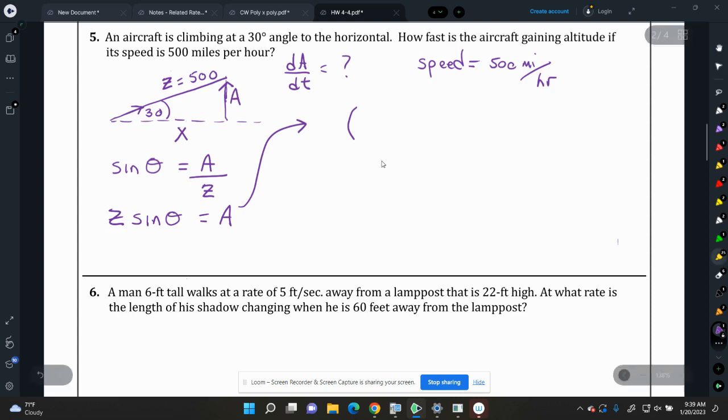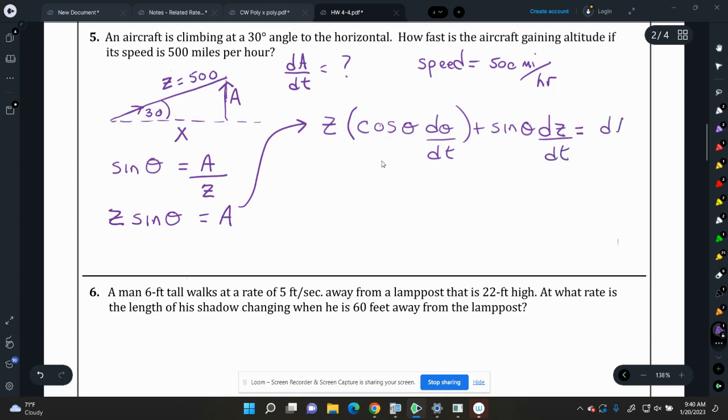Okay, so this is going to be the first, Z, times the derivative of sine theta. What's the derivative of sine theta? Cosine theta d theta dt. We'll talk about that in a minute. Plus the second times the derivative of the first. What's the derivative of z? 1 dz dt. And that equals dA dt.